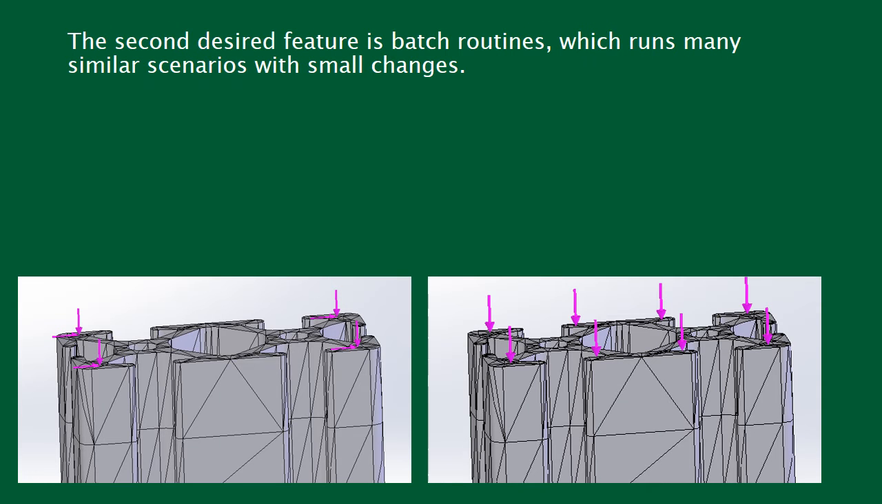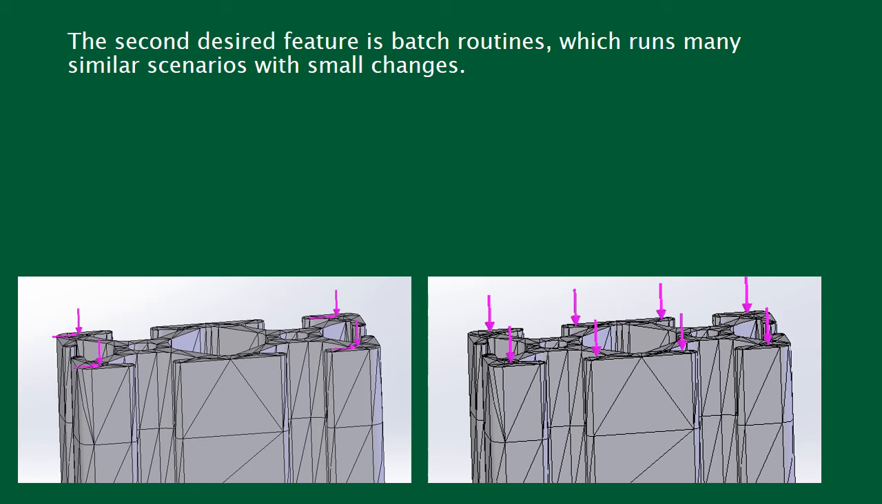Now, the second desired feature is batch routines, which run many similar scenarios with small changes. The batch routine knows that it can move on to the next scenario once the scenario it's working on has hit convergence, which is why having a convergence function is so critical. Now, an example of what a batch routine is and why it's so powerful.